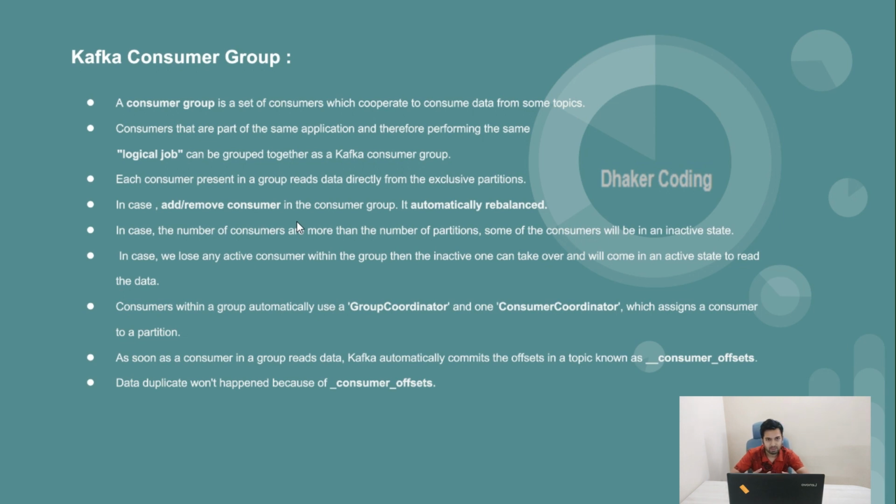But if there are more consumers than partitions, what happens? If we add a new consumer to that consumer group, it becomes inactive. It sits idle and won't do anything. So how do consumers automatically rebalance? It is handled automatically using the group coordinator and a consumer coordinator, which assign the partitions to the consumers.